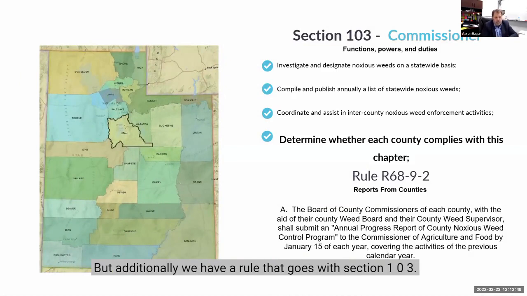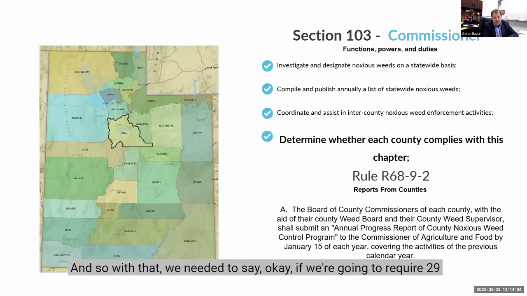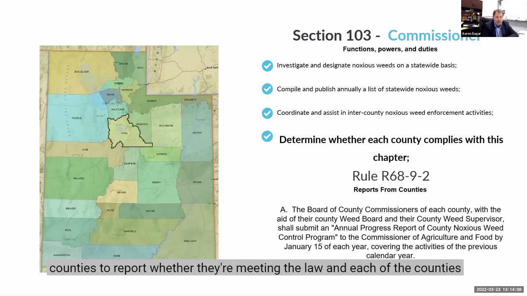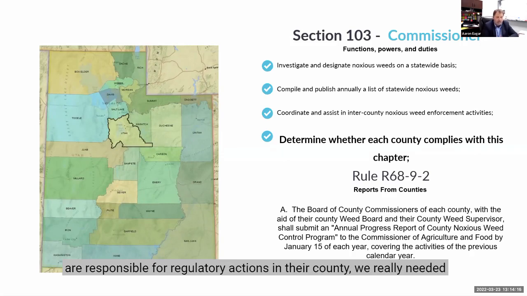But additionally, we have a rule that goes with Section 103 that talks about that the county is responsible to report once a year to the Commissioner of Agriculture how well they have done the law or implemented the law. And so with that, we needed to say, okay, if we're going to require 29 counties to report whether they're meeting the law, and each of the counties are responsible for regulatory actions in their county, we really needed to look at tools that would be fair and equal across all 29 counties.